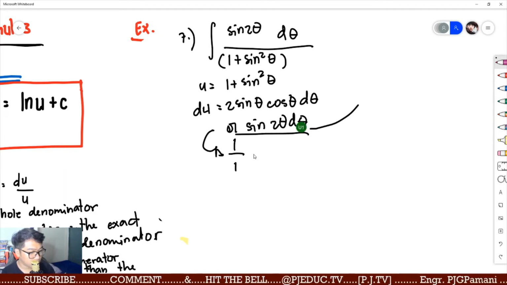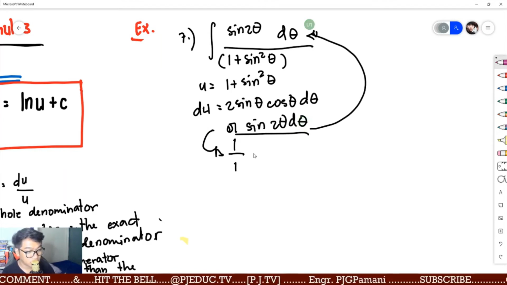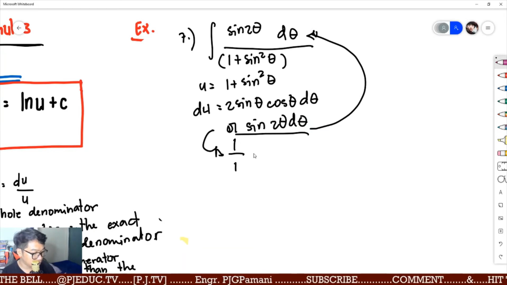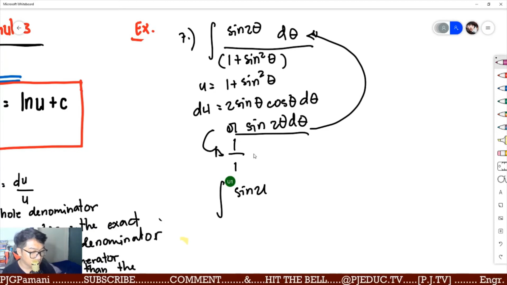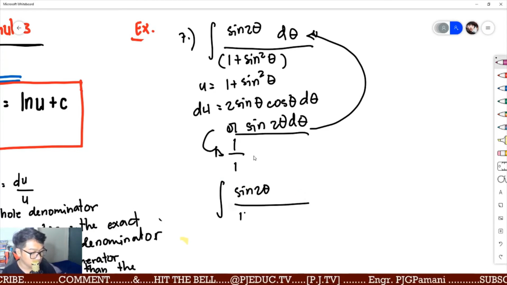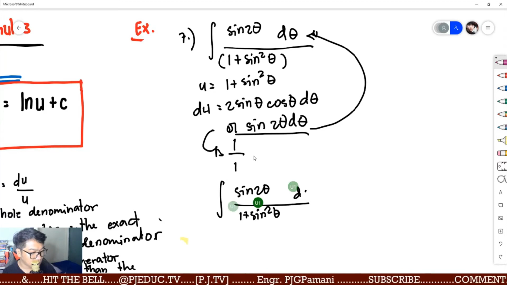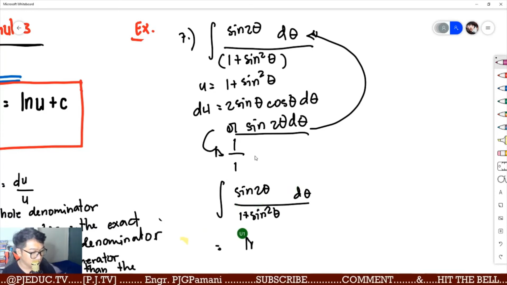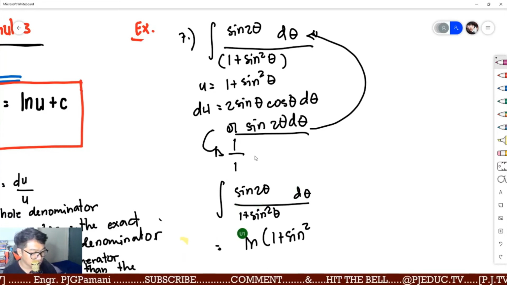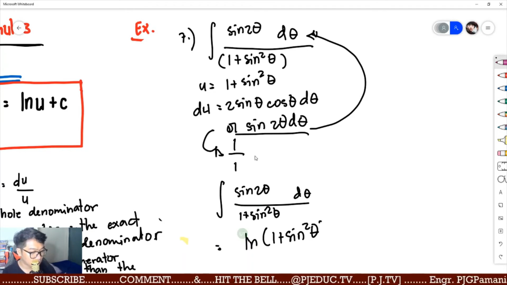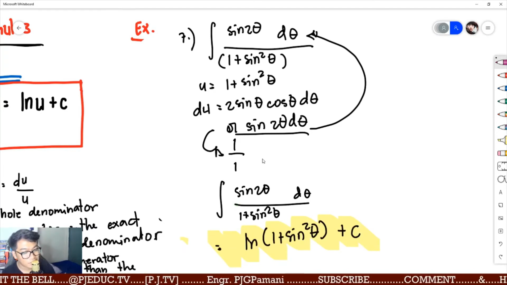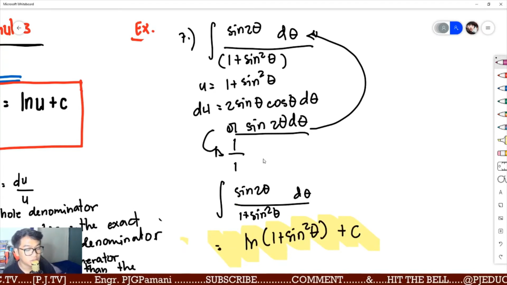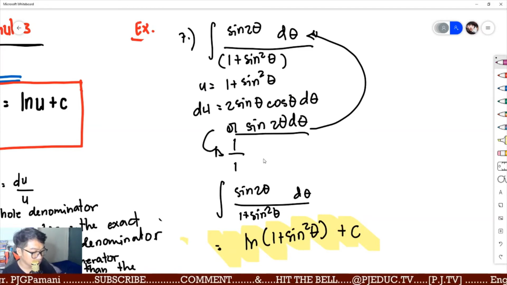Introduce, dahil meron na yan doon, makakancel na natin si sine 2 theta. Then we'll then be able to integrate the term as sine 2 theta over 1 plus sine squared theta d theta equal now to ln 1 plus sine squared theta plus c. So yan na ngayon yung ating final answer. Kaya pa? One more.